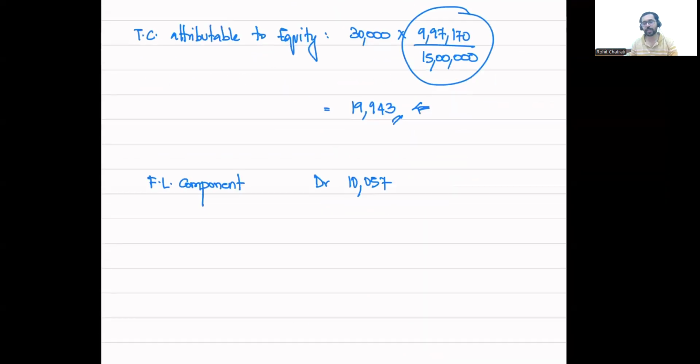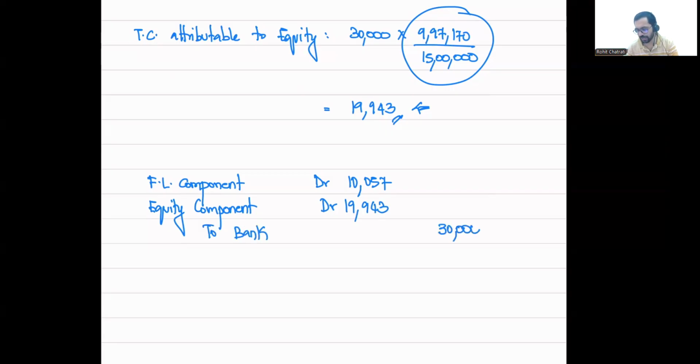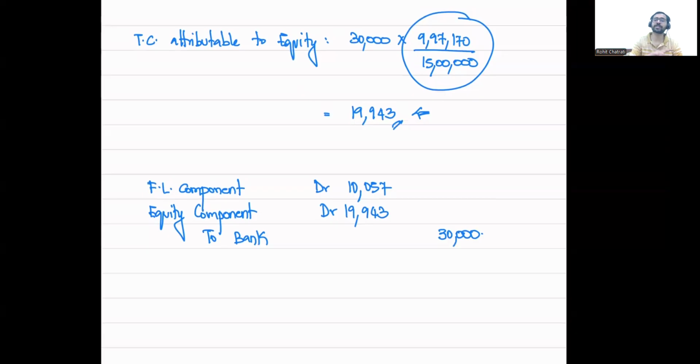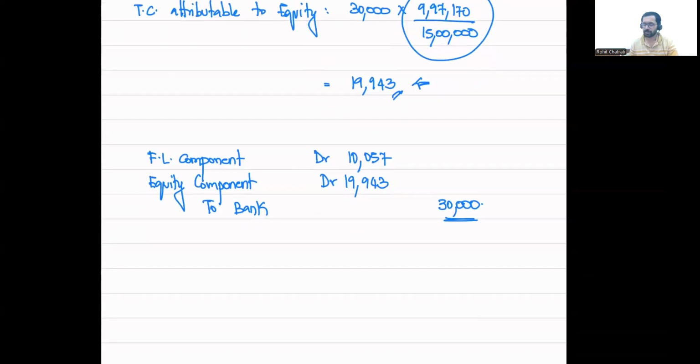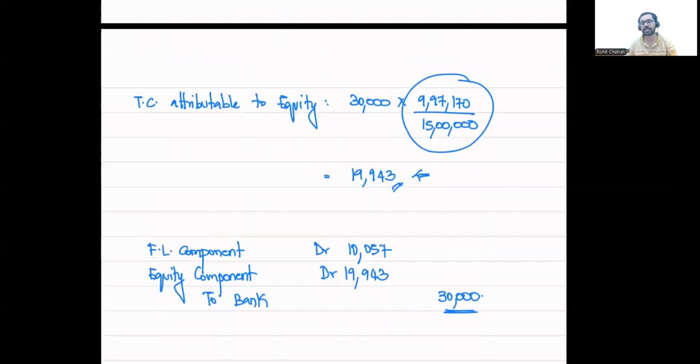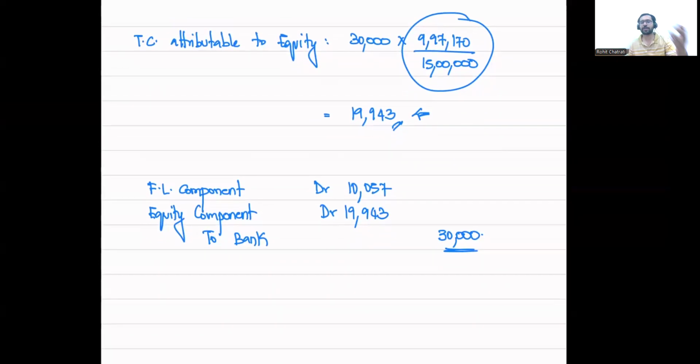So now I'm going to debit the financial liability component by 10,057. I will debit the equity component by 19,943, and I will credit bank by 30,000. Obviously, these transaction costs are going to be paid in the form of cash. Therefore, I'm crediting bank. So we are attributing the transaction costs to the liability component and the equity component, and recognizing an outflow of 30,000. We're going to pay cash of 30,000, and the corresponding debit goes to the financial liability component and the equity component.